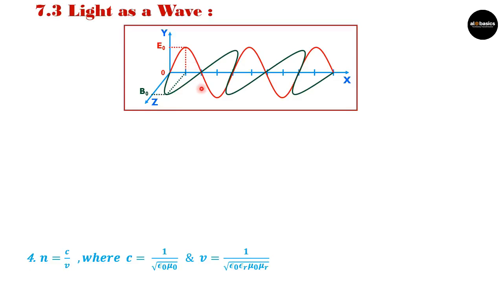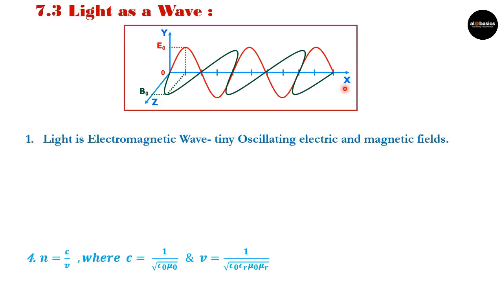Both these waves, or both these fields which are represented by waves as an electric field and magnetic field, are perpendicular to the x direction, which is the direction of propagation. Now, once we know this, we'll see properties of electromagnetic waves. And what is an electromagnetic wave? Light is an electromagnetic wave with tiny oscillating electric and magnetic fields.